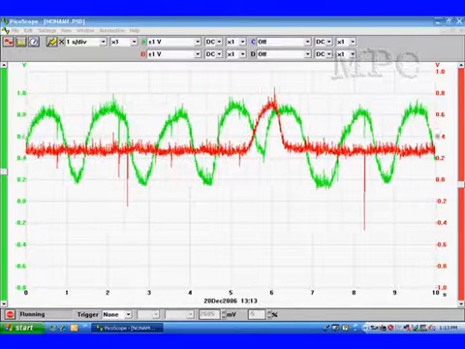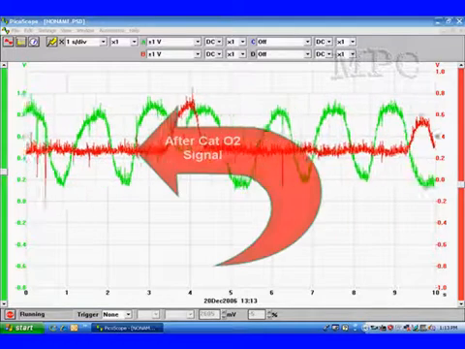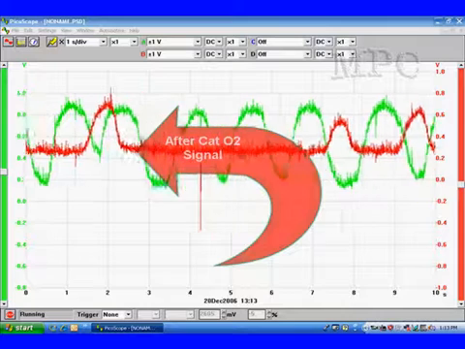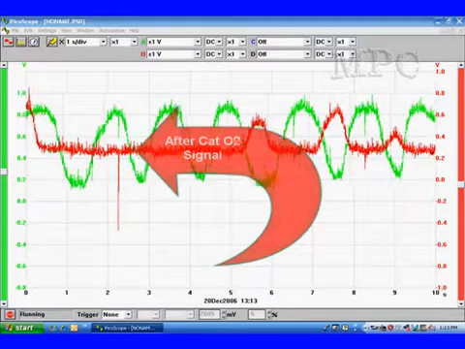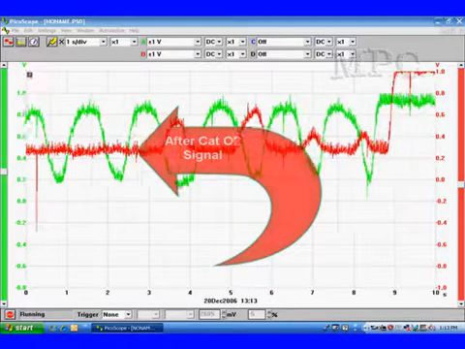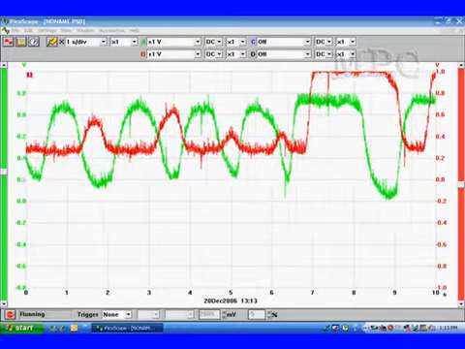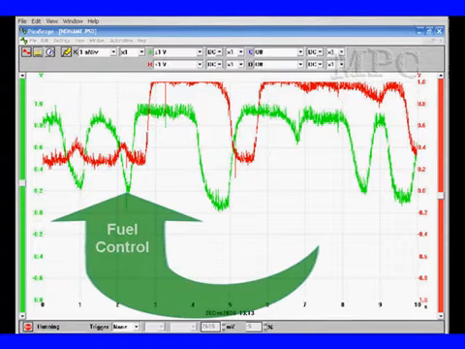As we look at this pattern moving about, the red trace is the one of interest. That's our after catalyst O2 signal. It has some activity right now, but we're going to try to find a way to get more activity. To do that, we're going to do a snap accelerate test. Here's results of that snap accelerate test. Fuel control went rich first. This is a necessity to make this test work.